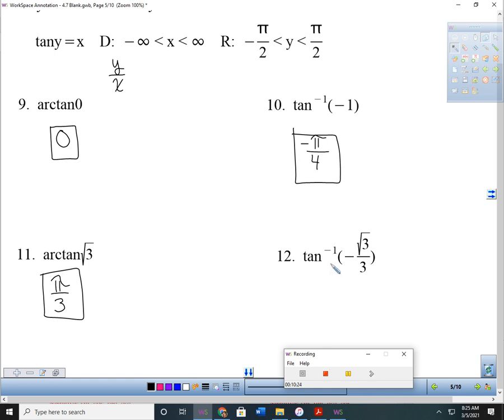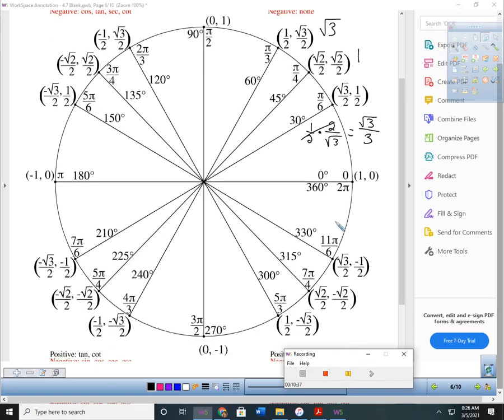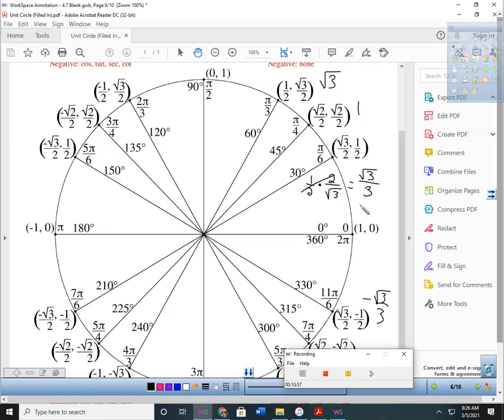And then I'm looking for a tangent value of a negative square root of 3 over 3. So if it's negative, I know it's going to have to be one of the negative angles down there in the fourth quadrant. If you look at these, this is the square root of 3 over 3, so this will be the negative square root of 3 over 3. This is positive 1, so the middle one will be negative 1. And then the one closest to the vertical here is square root of 3, so this will be negative square root of 3. I am looking for negative square root of 3 over 3, so that would be negative pi over 6.